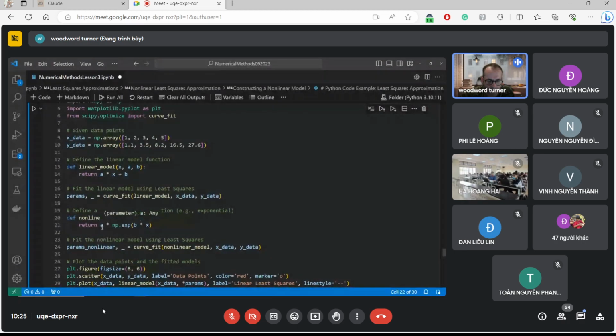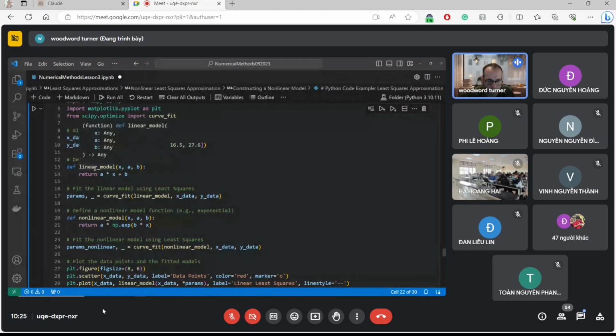And that's just a e to the bx. And then I'm going to fit the nonlinear model to the data, right? And when I say fit, I just mean that I plug in the model, I plug in the data, and I minimize the sum of the squares of the residuals, or the errors. So that's the idea here: I'm minimizing the sum of the errors squared.